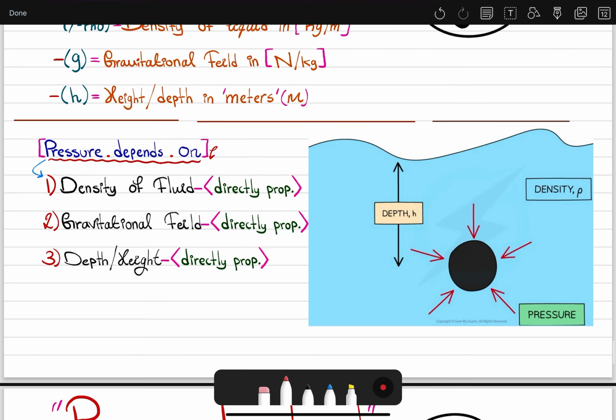Using this formula, of course, pressure depends on three things: density, gravitational field, and height. All are directly proportional. The greater the density, the greater the gravitational field, the greater the height or depth, the greater the pressure.